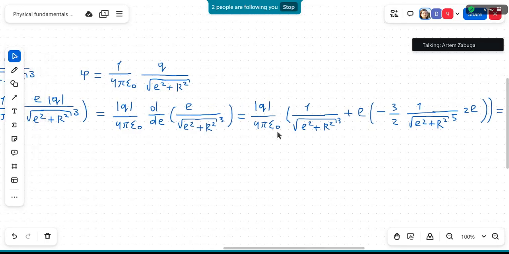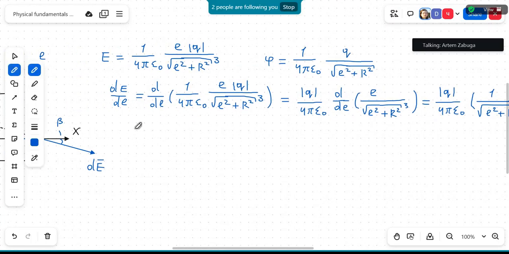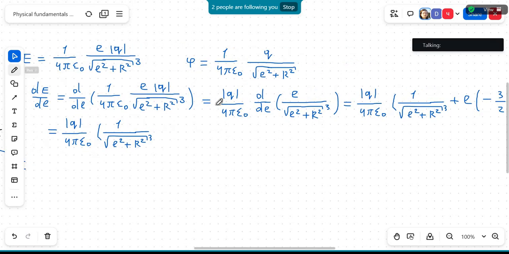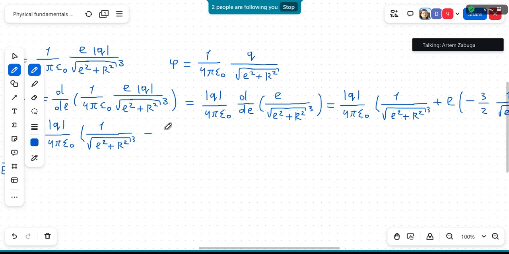Okay, let's simplify this expression. So it will be minus 3 L to the power of 2 divided by the square root of L to the power of 2 plus R to the power of 2, and this is to the power of 5.